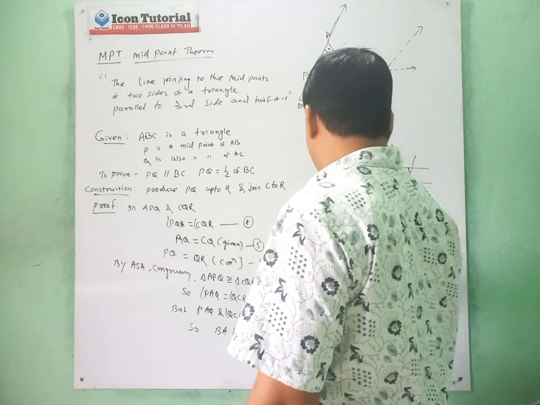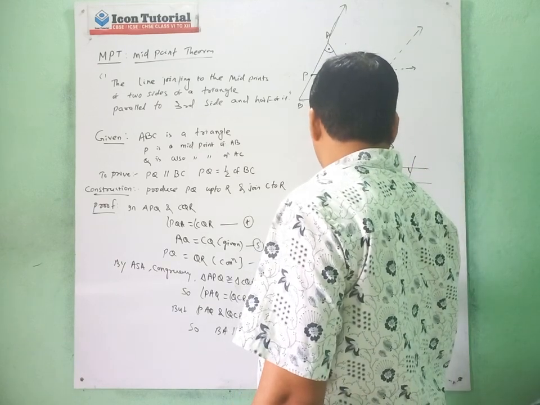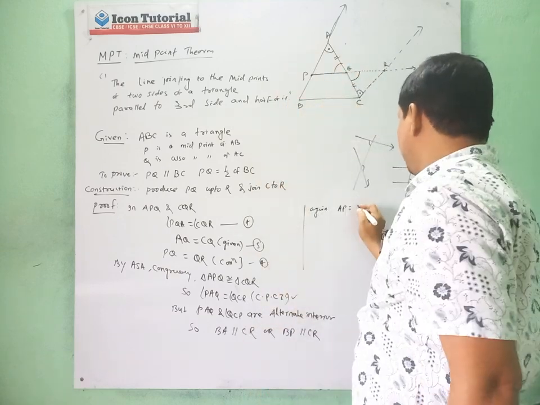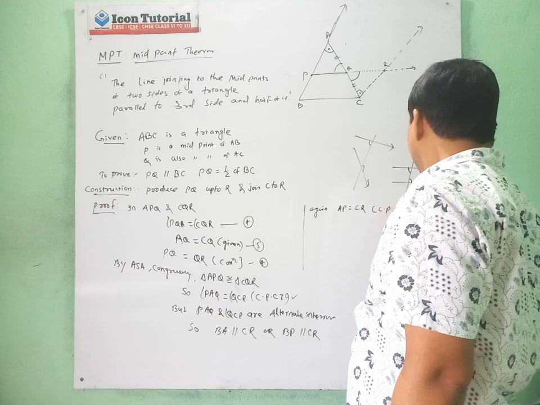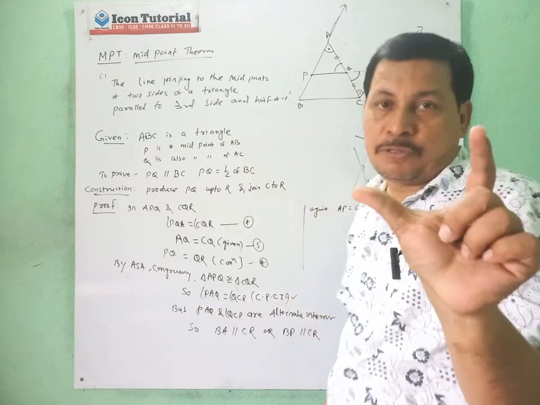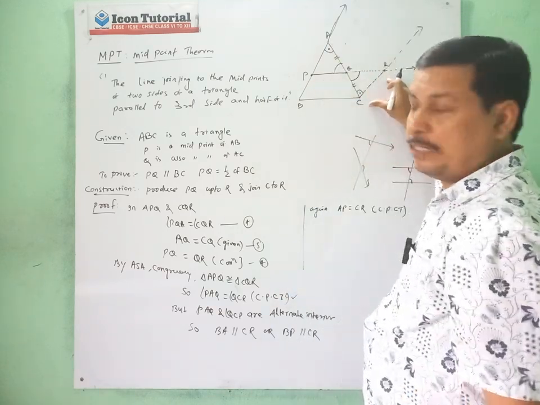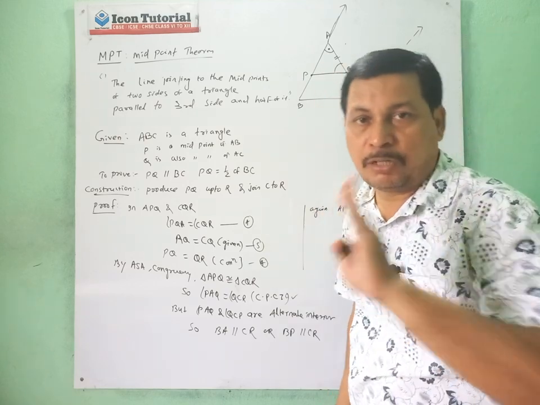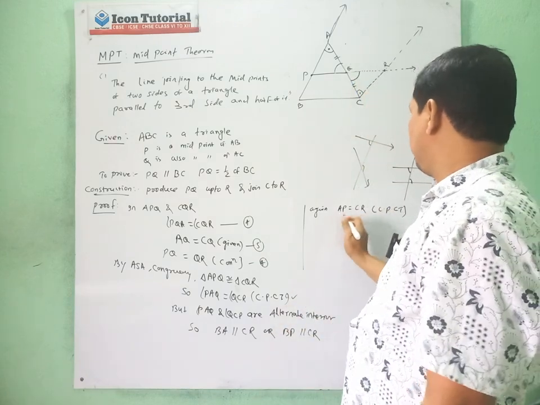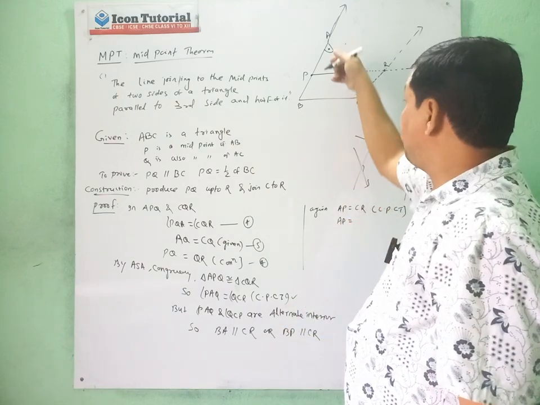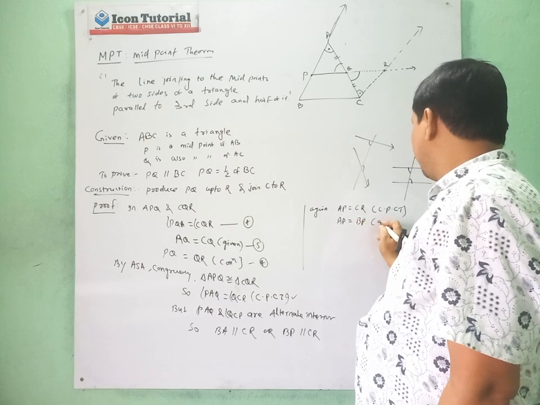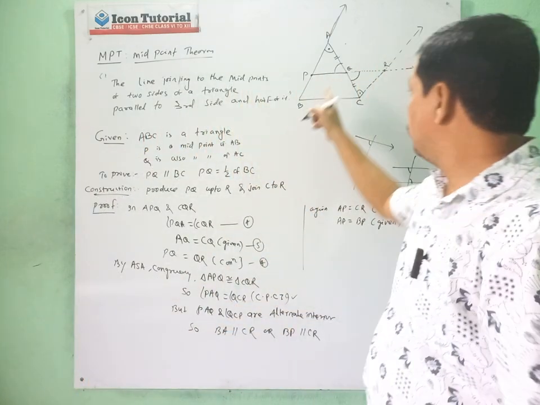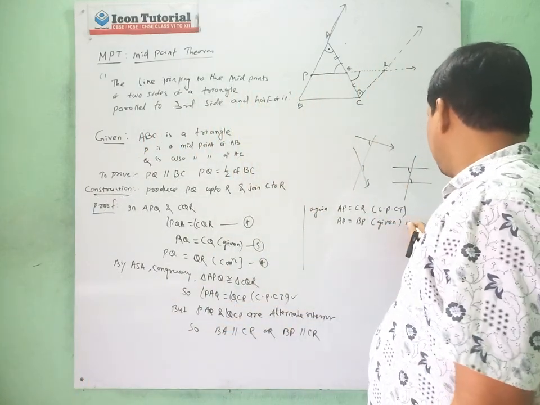But again, AP is equal to CR. That is also by CPCT. From these two triangles, sides AP and CR are also equal by CPCT, because by ASA the two triangles are congruent, so the remaining sides are also equal. So AP is equal to CR, but AP is equal to BP. This one is given, because P is the midpoint.